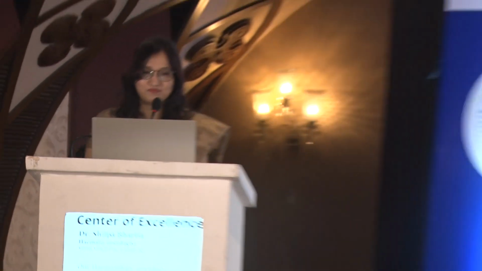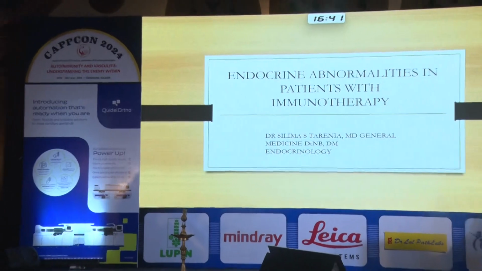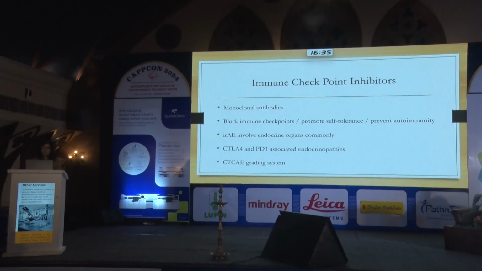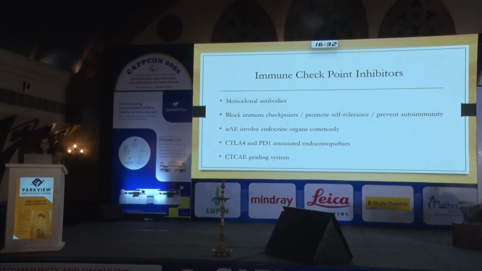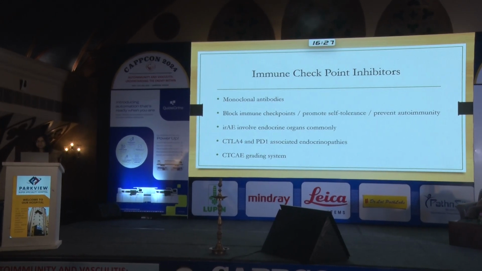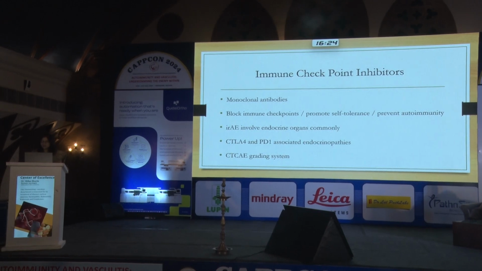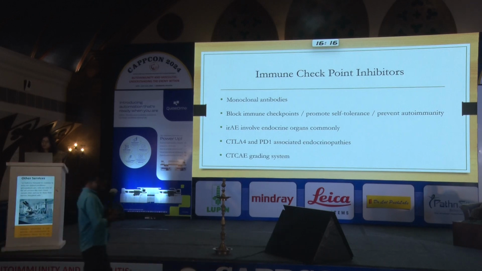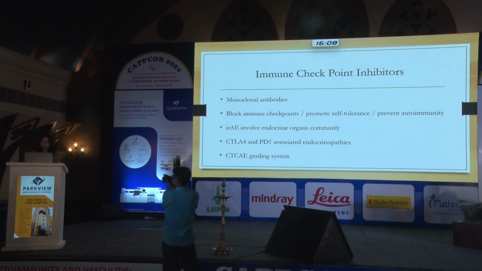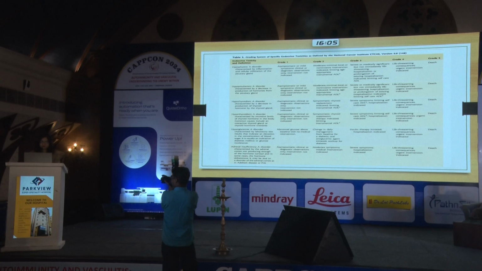So I have been entrusted to speak on endocrine abnormalities in patients on immunotherapy. Immune checkpoint inhibitors in the last few years have emerged as very powerful tools in the management of cancer. They basically block the immune checkpoints, thereby unleashing the T cells and targeting attack on the cancer cells. I would not be going into details because our pathology colleagues and seniors would have a better understanding of the pathogenesis, so I'll be sticking to the endocrine abnormalities. Mostly the PD-1, PD-L1 and CTLA-4 inhibitors are responsible for causing the endocrine abnormalities.